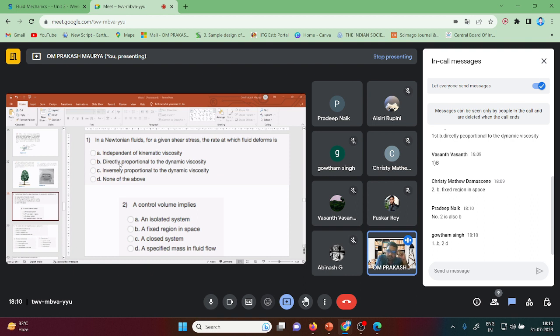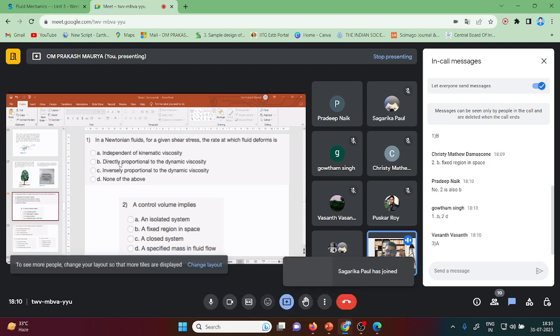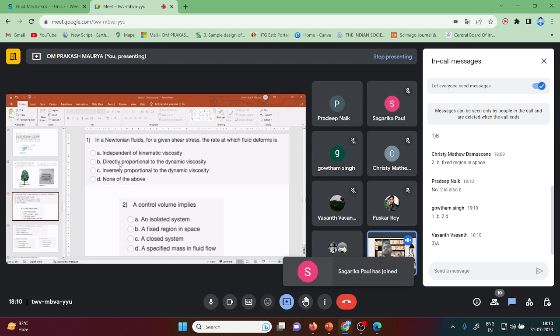If anyone knows the meaning of the control mass system, please write in the chat box what it means. Then afterwards I will explain.